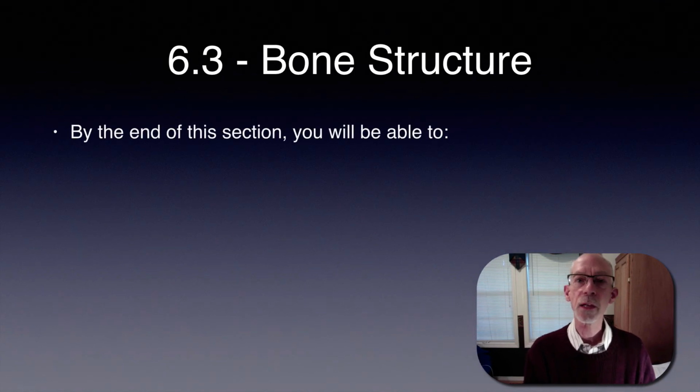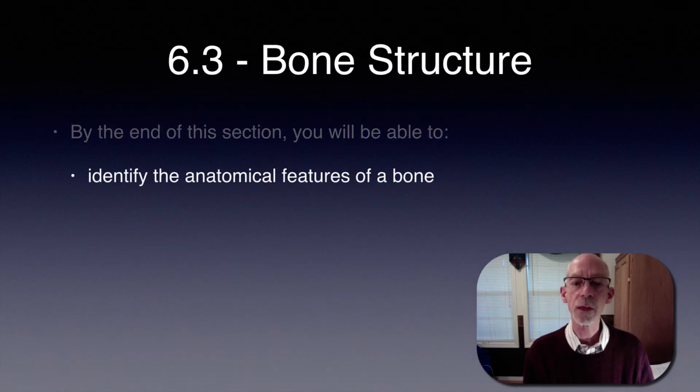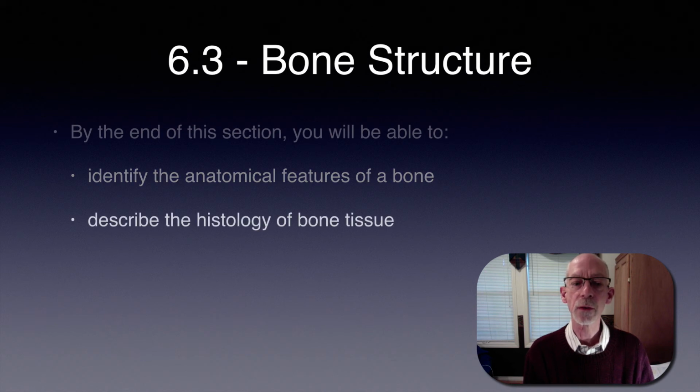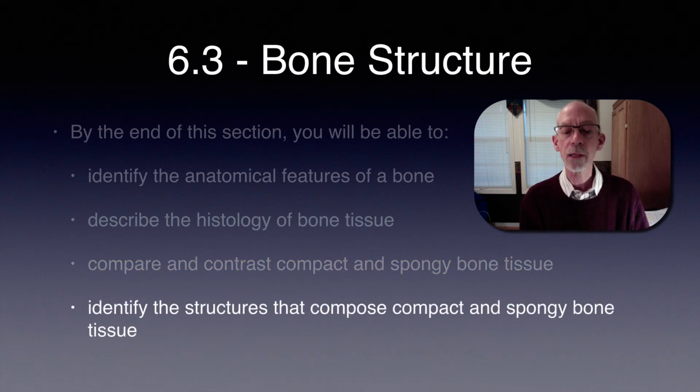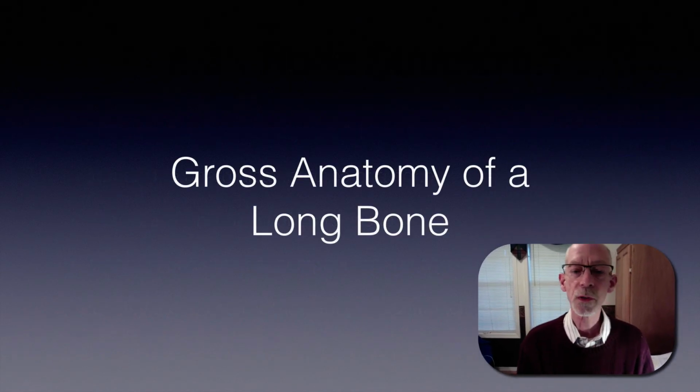By the end of this section, you'll be able to identify the anatomical features of a bone, describe the histology of bone tissue, compare and contrast compact and spongy bone tissue, and lastly, identify the structures that compose compact and spongy bone tissue. So let's first take a look at a bone. If we look at a long bone like the humerus or the femur, we would see some distinct features.